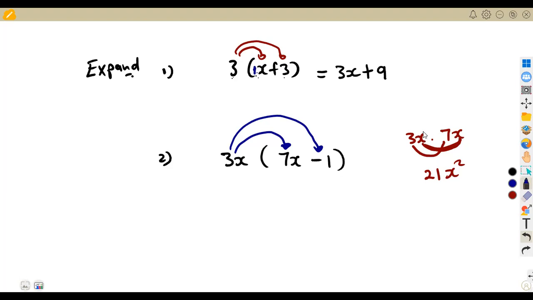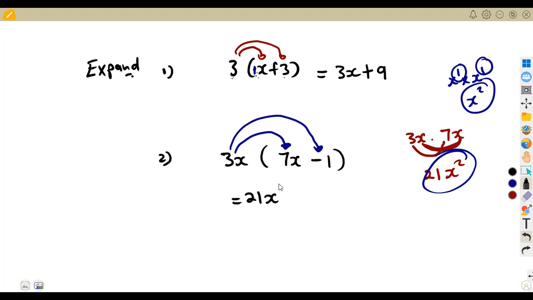Remember, if the exponent is not given, it means it is to the exponent of 1. So x to the exponent of 1 multiplied by x to the exponent of 1. Whenever you are multiplying like this, when the bases are the same, you add the exponents. That's 1 plus 1, which gives us 2, right? That's why we see here we've got x squared. So we are going to obtain 21x squared at the end, so that will be positive 21x squared.